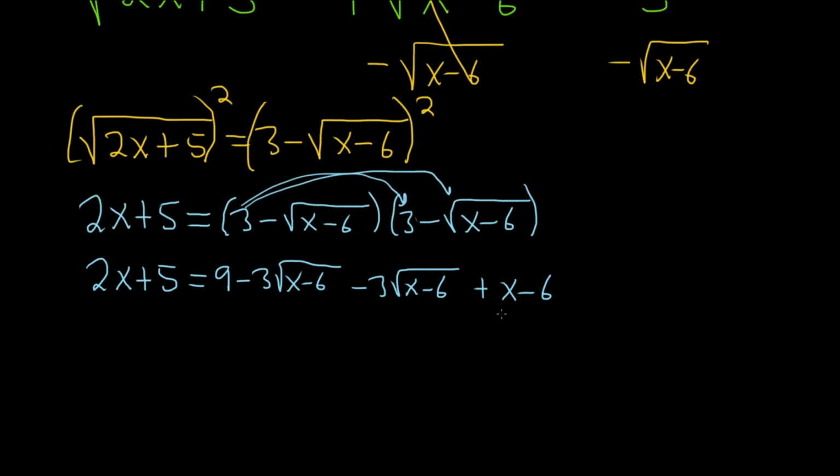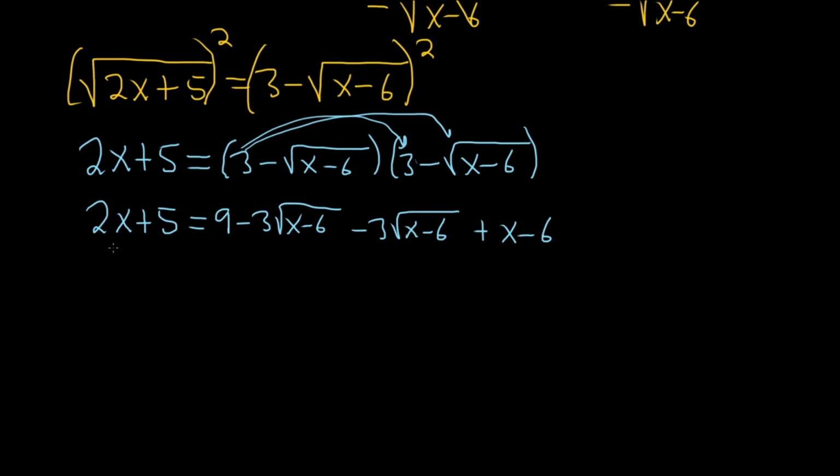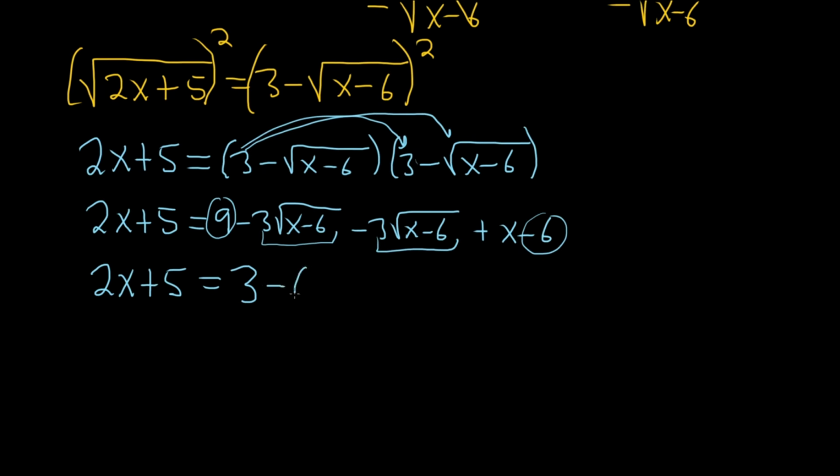It looks like we have some like terms on the right-hand side. So let's bring this one down again, 2x plus 5, and collect like terms. We have 9 minus 6, that's going to give us 3. And then we have minus 3 square root x minus 6, minus another 3 square root x minus 6, which gives us minus 6 square root x minus 6. And then we still have the hanging x over here, so plus x.